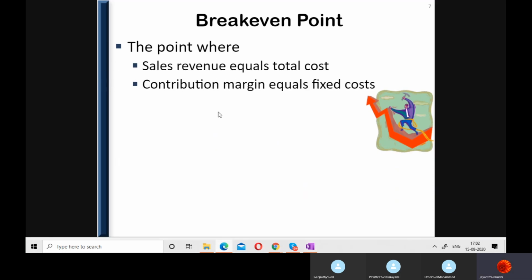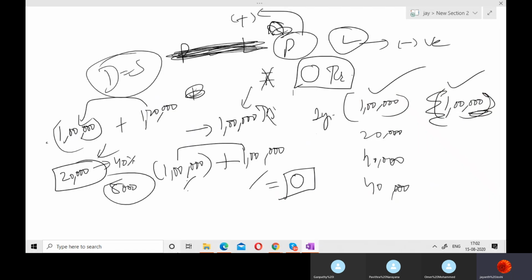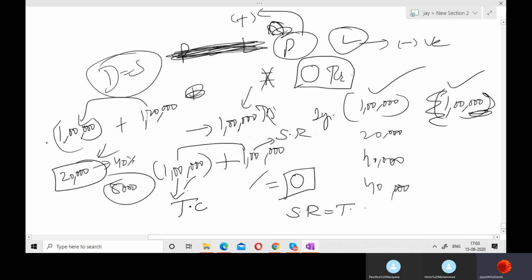The point where sales revenue equals total cost. So here also I can give this particular example in this way. This is my total cost. This is my sales revenue, and sales revenue is equal to total cost. I have put 1 lakh, I have recovered 1 lakh, so that is equal to the break even point. Okay, no profit, no loss.